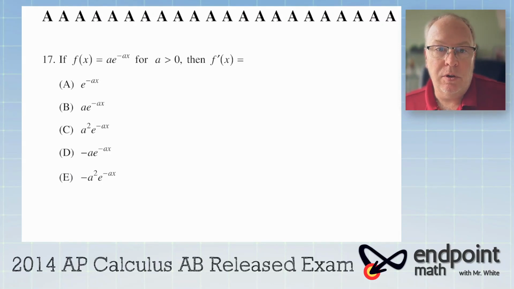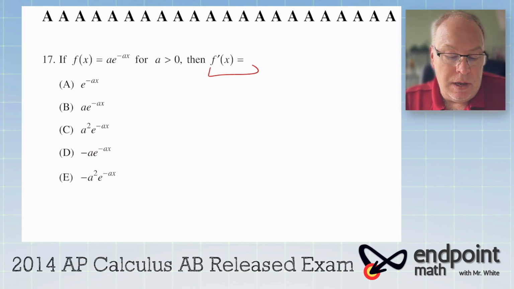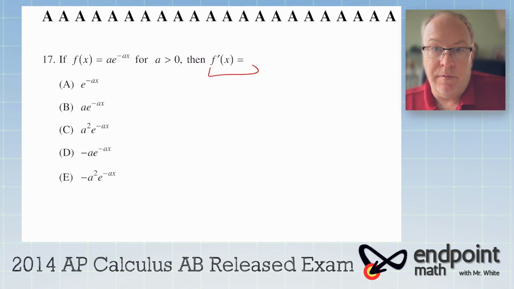All right, so we're going to continue along with this 2014 released AP exam, AB. We're going to do numbers 17 through 22 of the no calculator section of the multiple choice. On number 17, we're finding the derivative of this exponential function with base e.